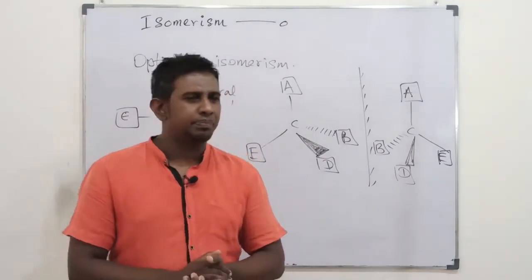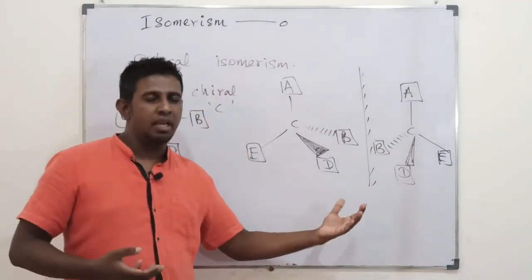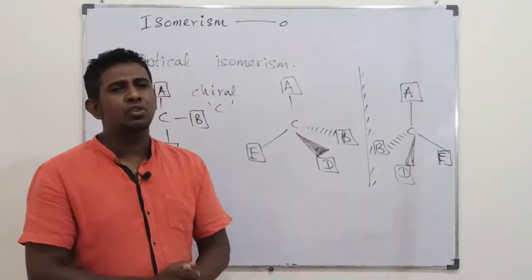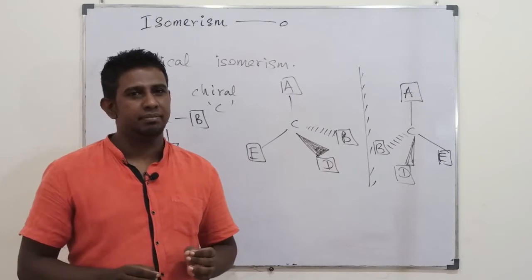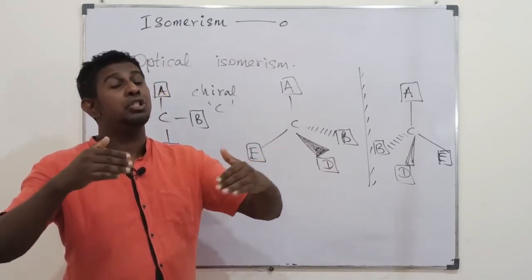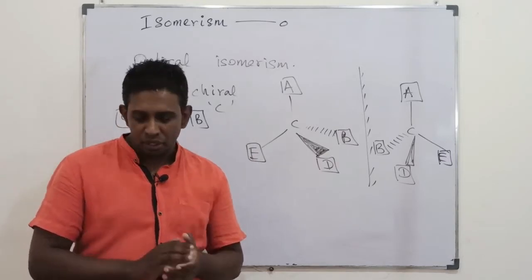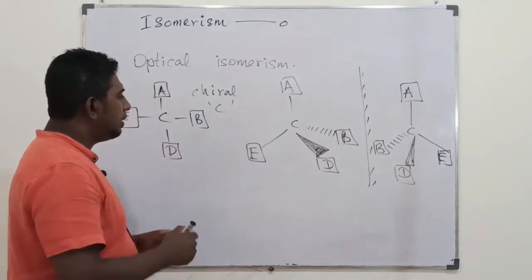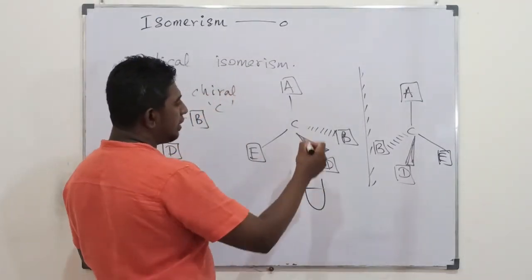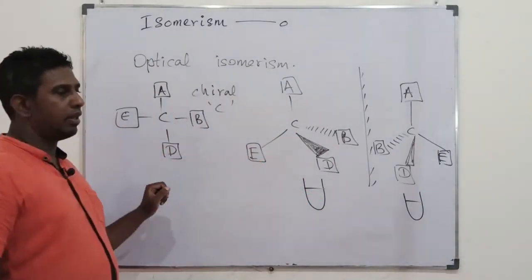Then students, do we have any way to name them? Any way to identify them? There is one physical method that we could use to distinguish them with an experiment. What is that? Students, let's assume this is a liquid, a colorless liquid. Let's assume this also is a colorless liquid.